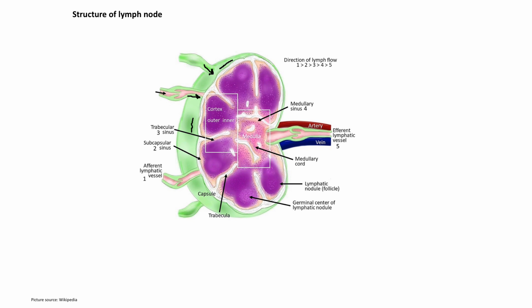The internal structure of lymph node consists of two parts. The outer part that is close to the capsule is called cortex. An inner part between cortex and hilum is called medulla.